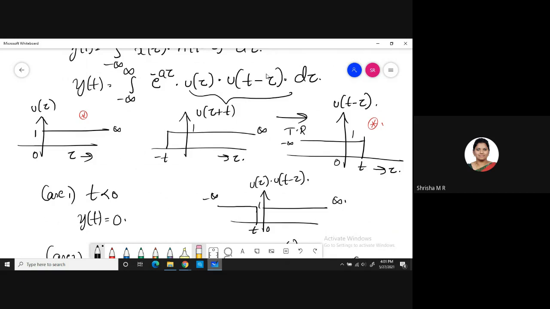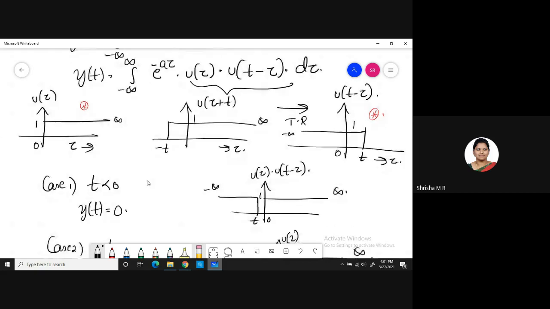How will you plot u of t minus tau? First you plot u of tau plus t, then time reverse that, you get u of t minus tau. u of tau is a unit step. It exists from 0 till infinity with an amplitude 1, whereas u of t minus tau will exist from minus infinity to t with an amplitude 1. So we are fixing this and varying this with respect to this waveform.